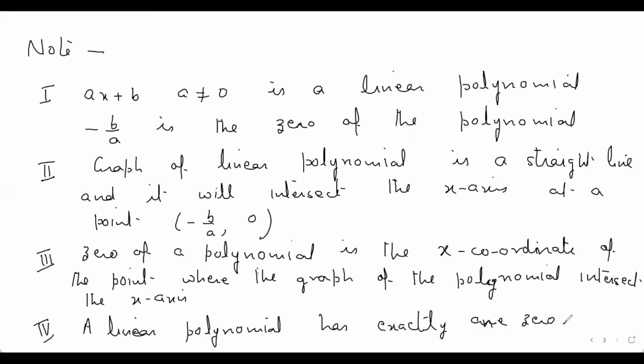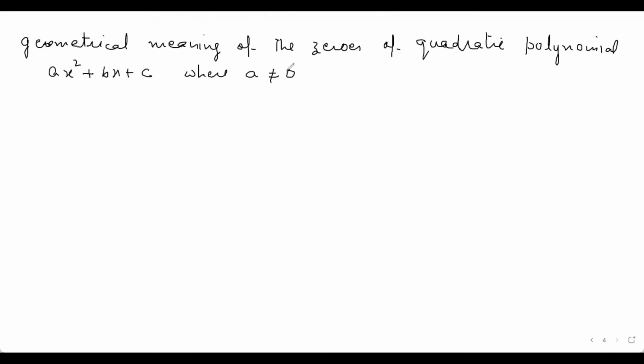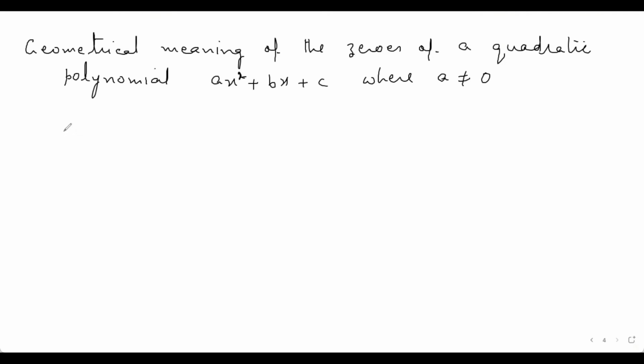A polynomial of degree 1 has exactly 1 zero. Now I'll discuss the geometrical meaning of the zeros of a quadratic polynomial, ax square plus bx plus c, where a is not equal to 0. I'm going to take one example here: x square minus 2x minus 3. This is a quadratic polynomial.